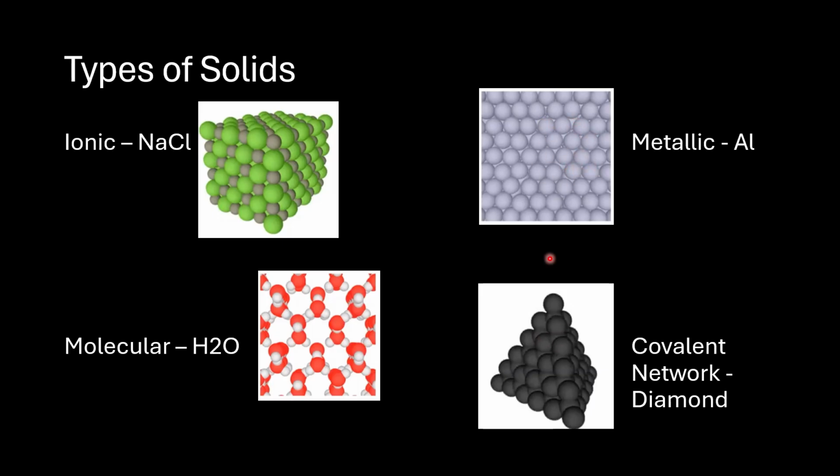And then the fourth type of solid that we have is the covalent network. We're going to explain the covalent network a little bit better than we did in Unit 2, where I kind of introduced the idea. Now we're going to delve into what a covalent network actually is and why it has the properties that it does.